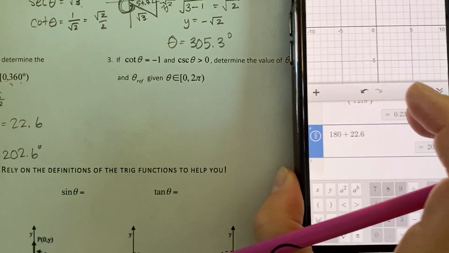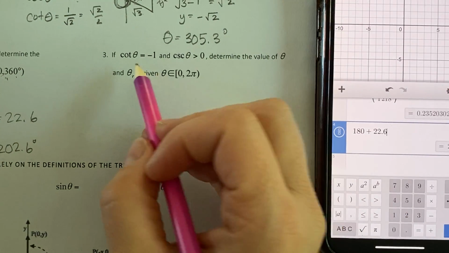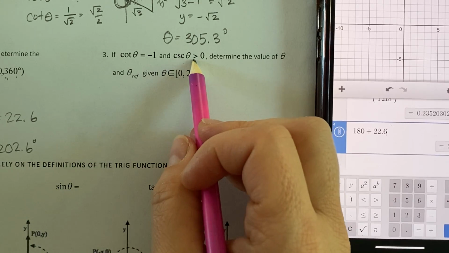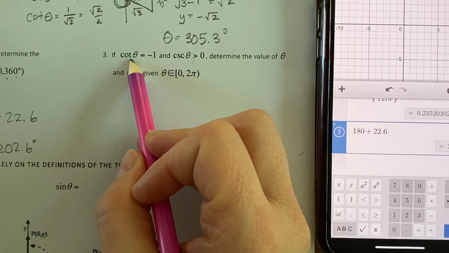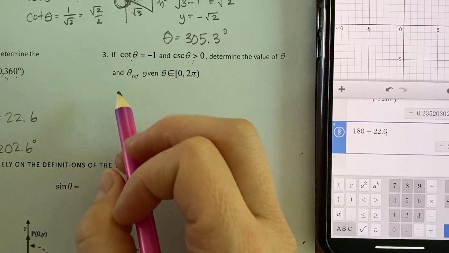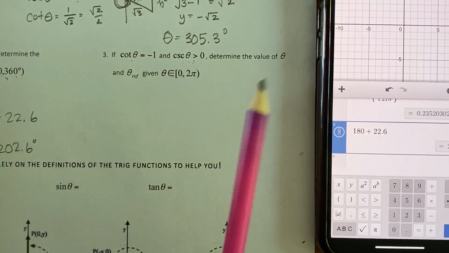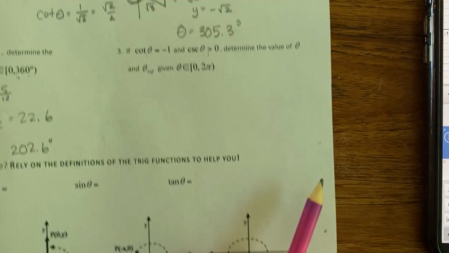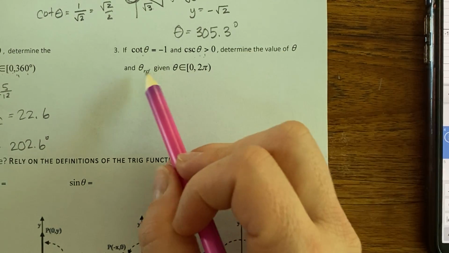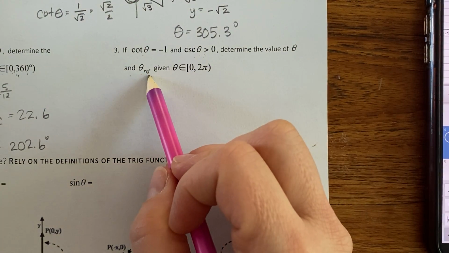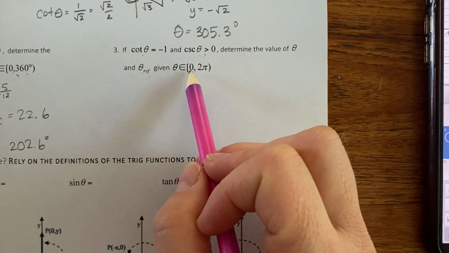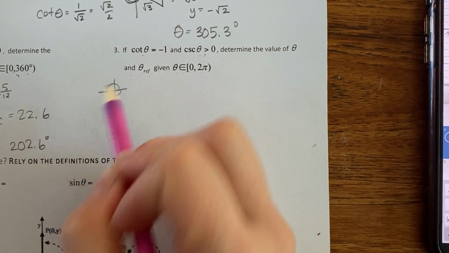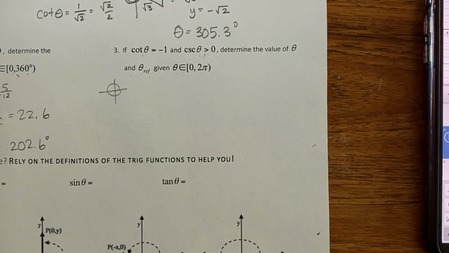If we're looking at number 3, the cotangent is -1 and the cosecant is greater than 0. It's positive. The tangent is negative, the cosecant is positive. That means we're going to be up in the second quadrant right here. But now we're determining the value of theta and the reference angle when theta is an element from 0 to 2 pi, which means we're still talking about one rotation, but we're going to be in radians now.